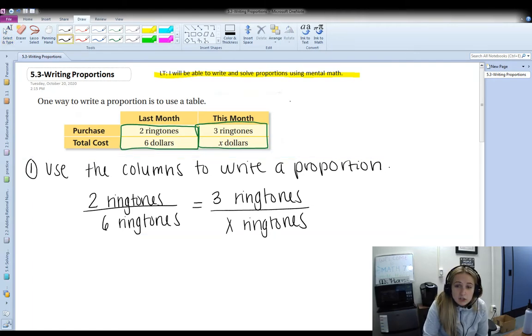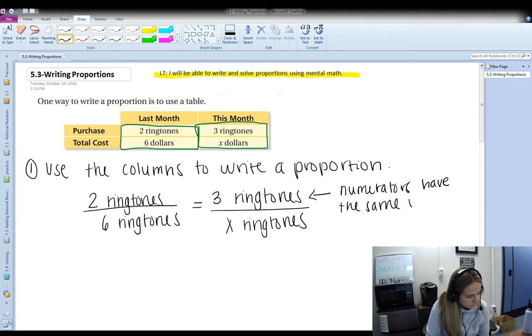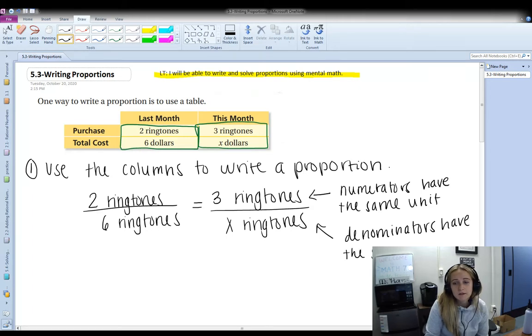All right. So just a note, the numerators have the same units. And the denominators have the same units as well. Okay, make sure you get that copied down. You can pause it if you need.